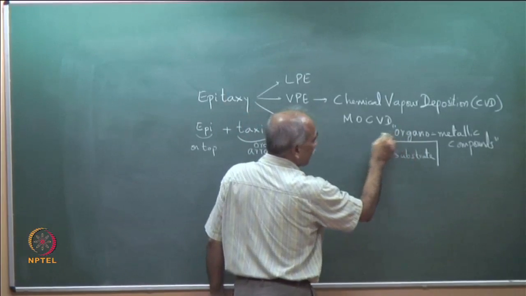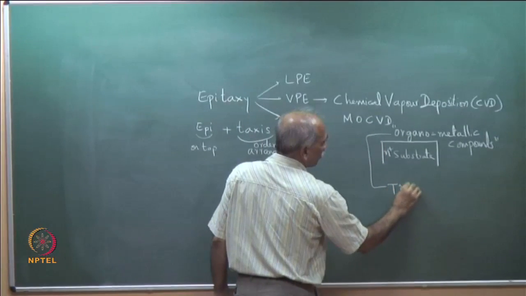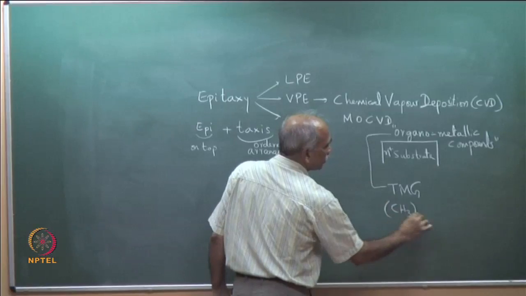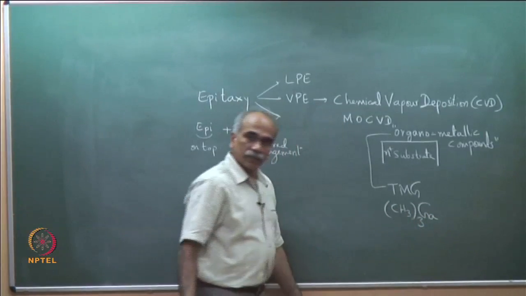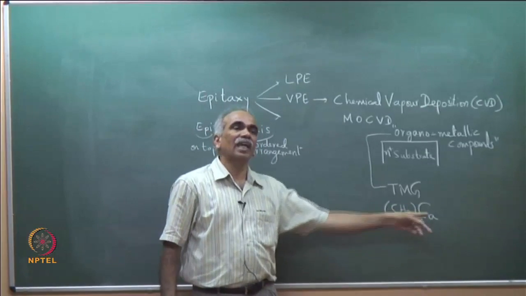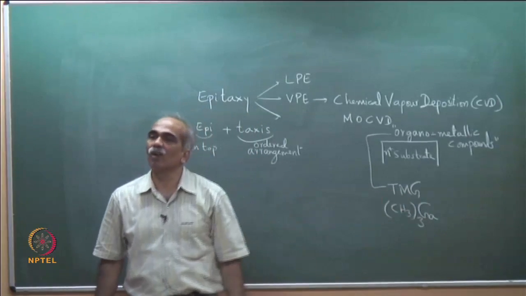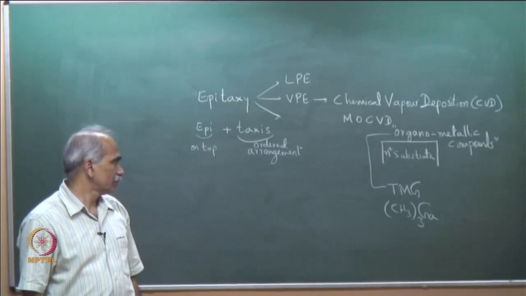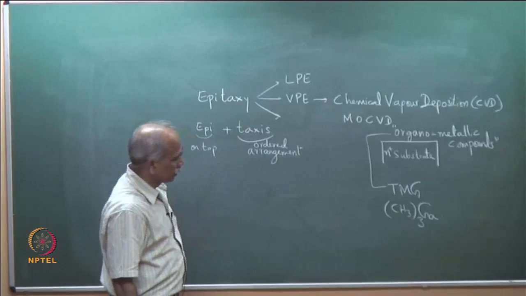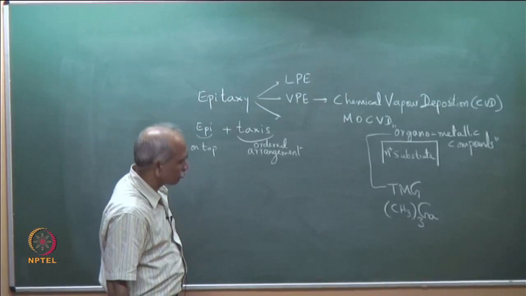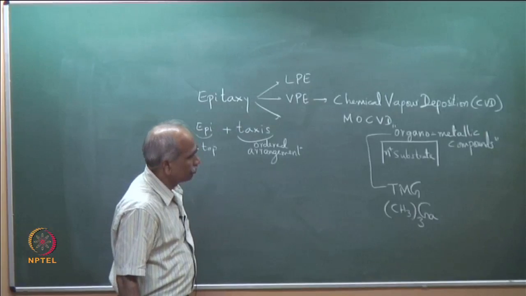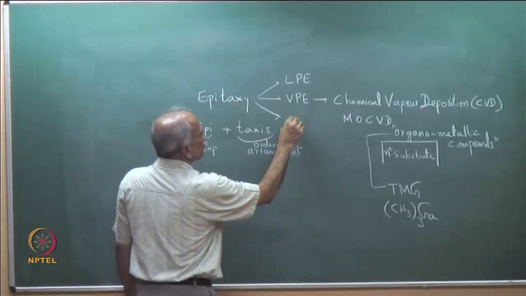Organometallic, what do I mean by that? I will give you an example. For example, trimethyl gallium, TMG. So methyl group, CH3, gallium, trimethyl gallium. The methyl group is organic, gallium is metal, so it's an organometallic compound. This is one of the starting points for gallium arsenide. MOCVD, and the last one is MBE.